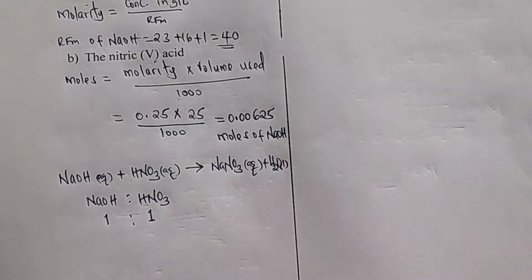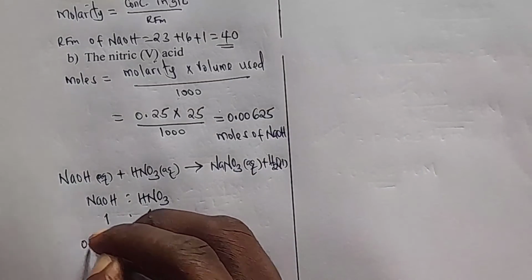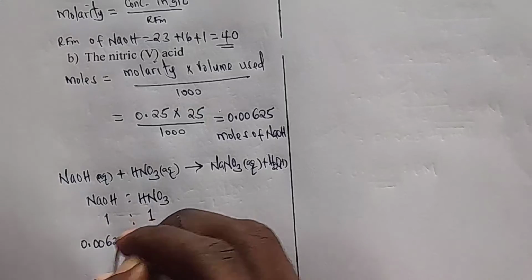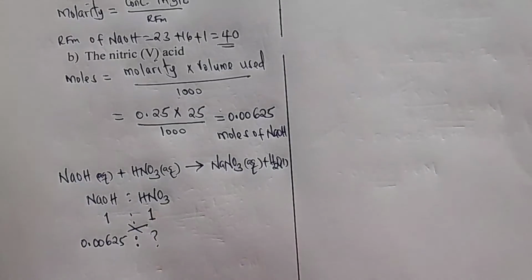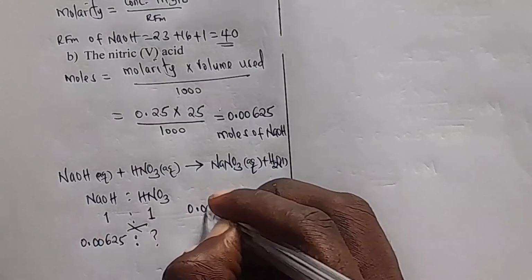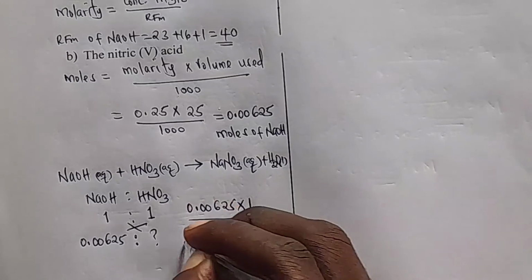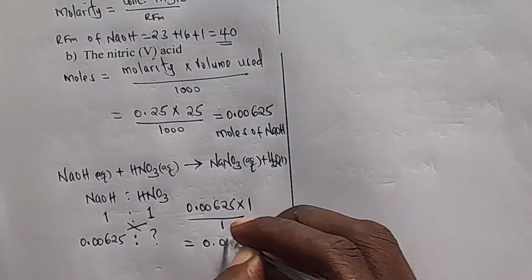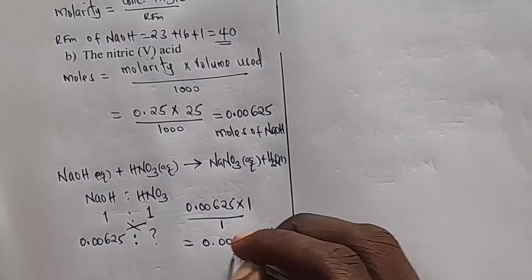Then we have gotten previously the number of moles of the sodium hydroxide, which was 0.00625. So we ask ourselves, what is the number of moles of the nitric acid? Here it will be 0.00625 times 1 divided by 1, which is 0.00625 moles of nitric acid.